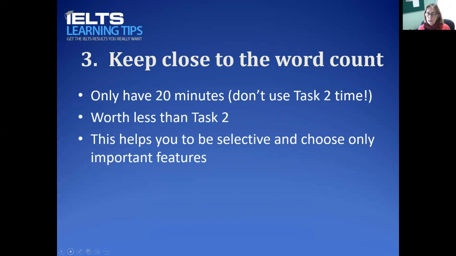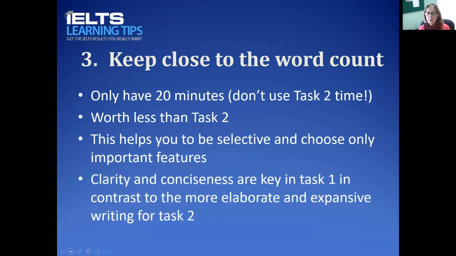If you stick to the word count, you have to be selective because you don't have that many sentences to use. So it makes you choose the important features. It forces you to group things, to use averages, etc., which is all good. And that in turn will help you with the clarity and to help it be more concise, so that it's not only going to be clearer, but it's also going to be more logical. So you don't need to be very elaborate and expansive like you do in task 2 by giving lots of evidence. Here you just need to be quite clear and concise and short.